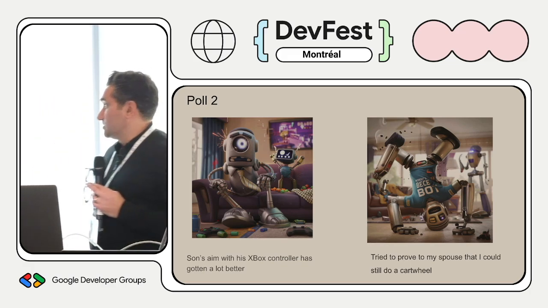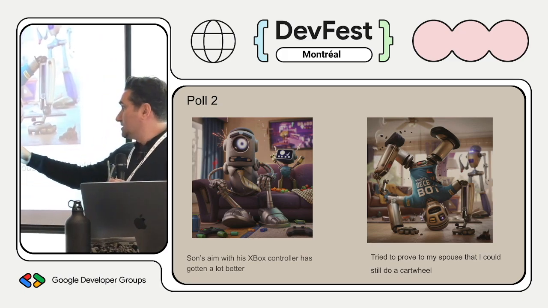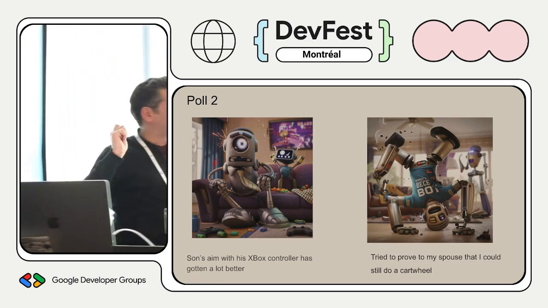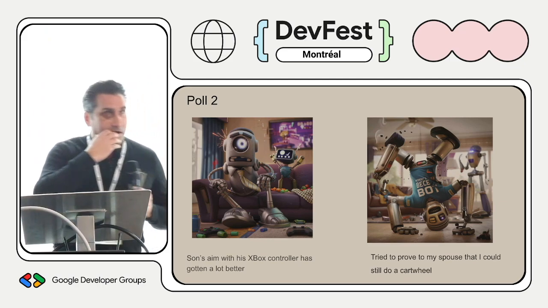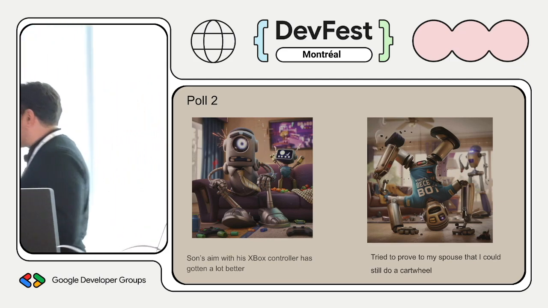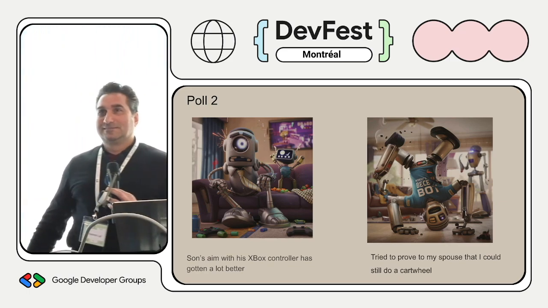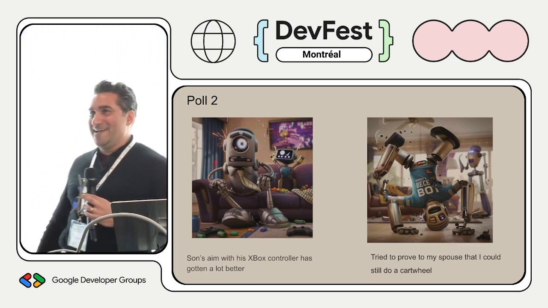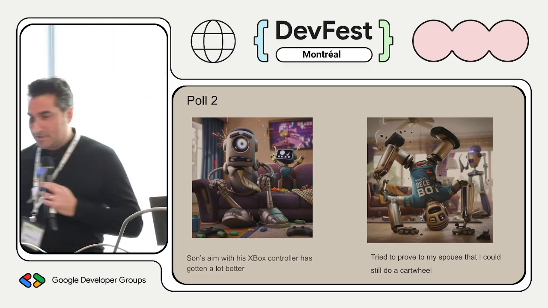All right, pull number 2. All right, so raise your hands here. Option number 1, my son got upset with me, and when I said no more gaming, he threw his Xbox controller at me. Or option number 2, I was trying to impress my wife and was doing cartwheels. Show of hands for option number 1 or number 2. All right, number 2. All right, I will do the big reveal. I am trying to make this a little bit of suspense here.